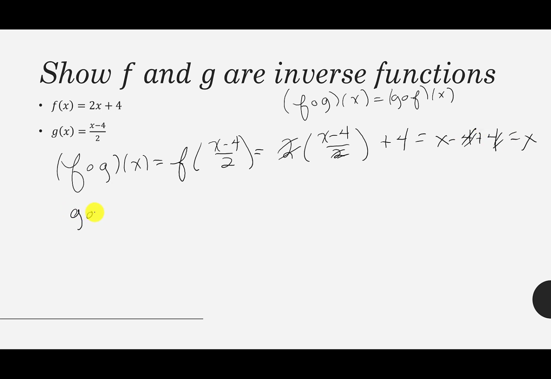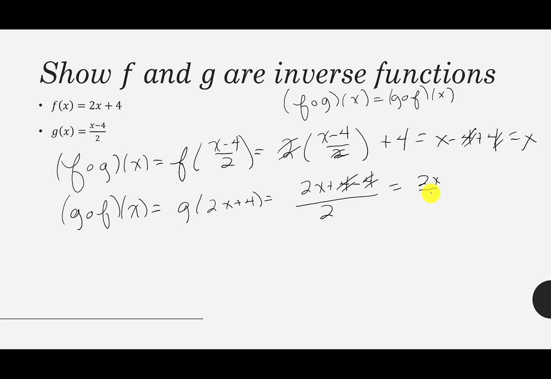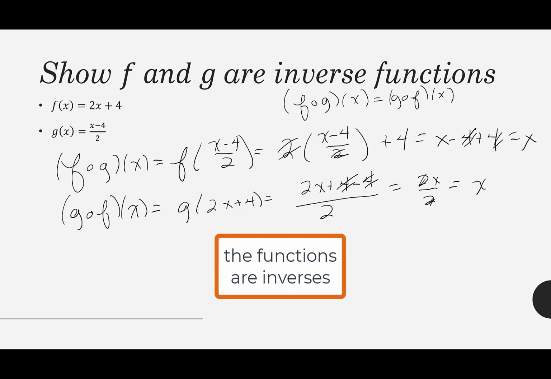Let's flip it over to g composition f. I have g of 2x plus 4. So this time I take the 2x plus 4, I subtract 4, and I put it over 2. Immediately the 4's cancel. I have 2x over 2. The 2's cancel. I just get x. So this shows me that these are inverses.